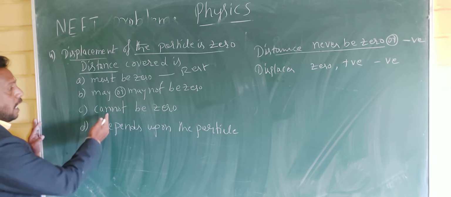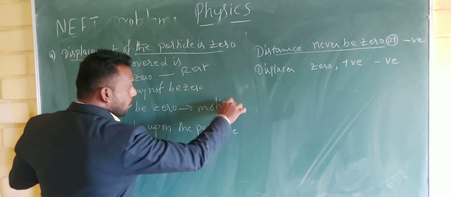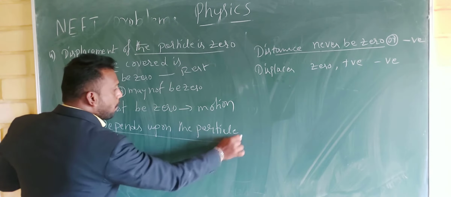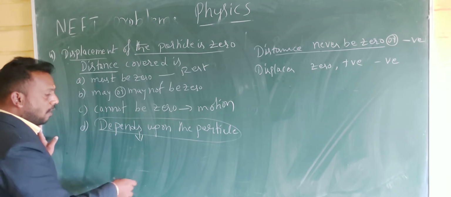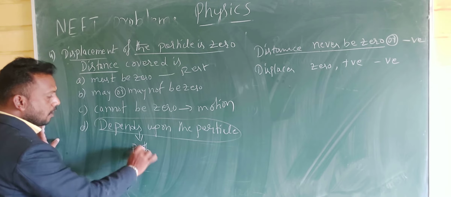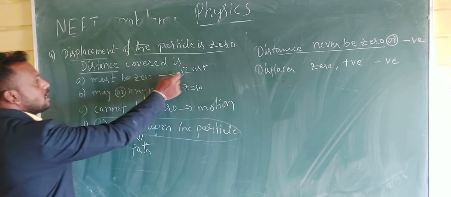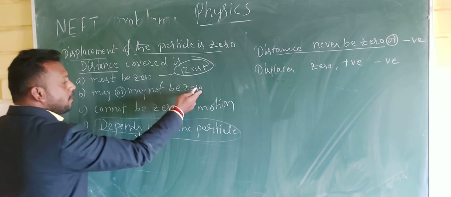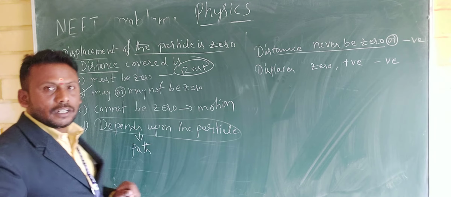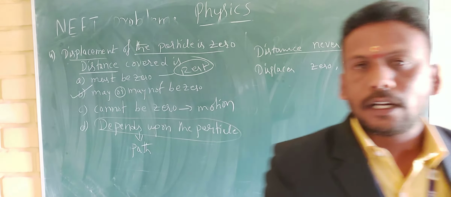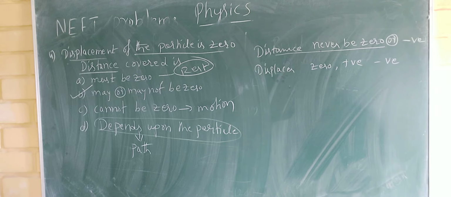Next, the third one: cannot be 0 when the particle is in motion. It does not depend upon the particle; it depends upon the path traveled by the body. It may be 0 when the body is at rest, and may not be 0 when the body is in motion. Which one is correct? Option B is correct, according to the comparison of distance and displacement.